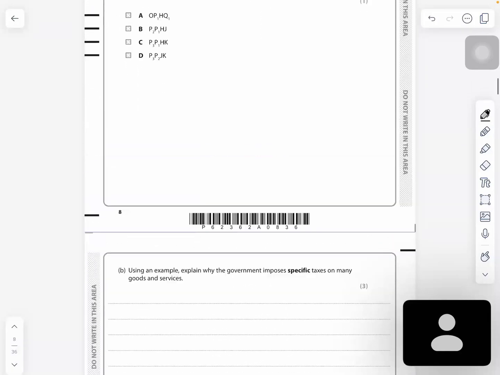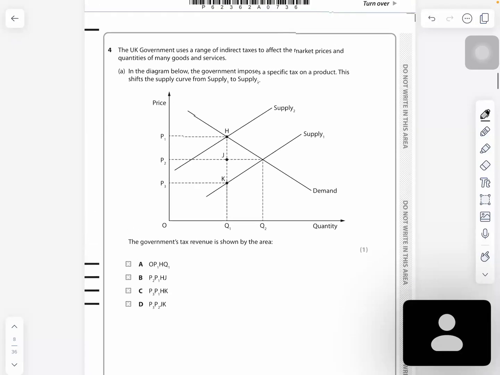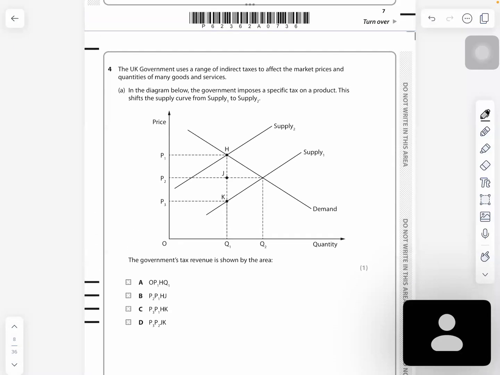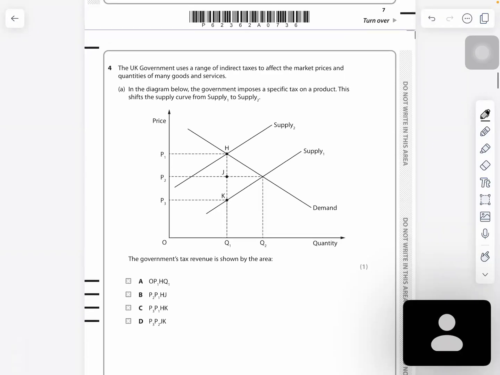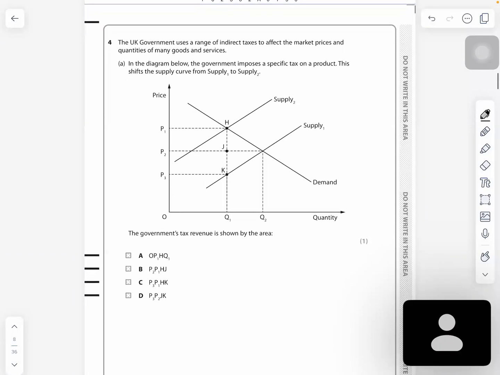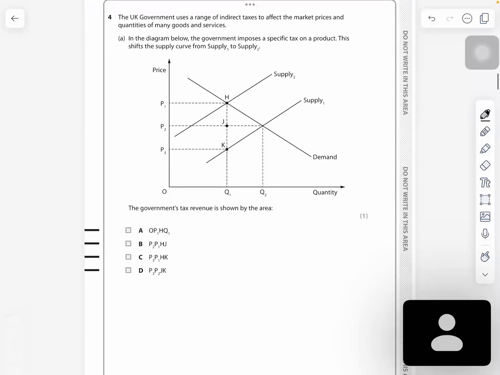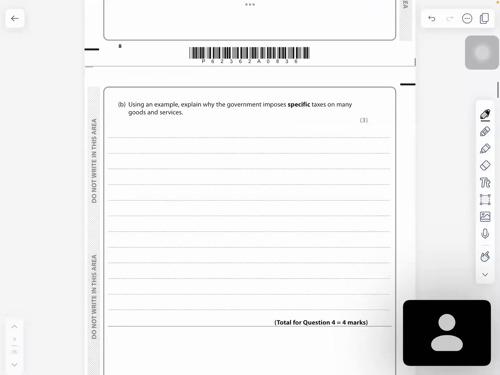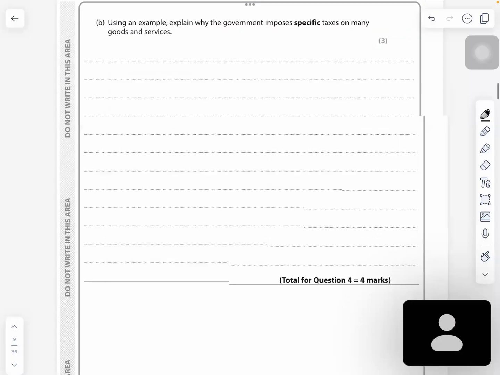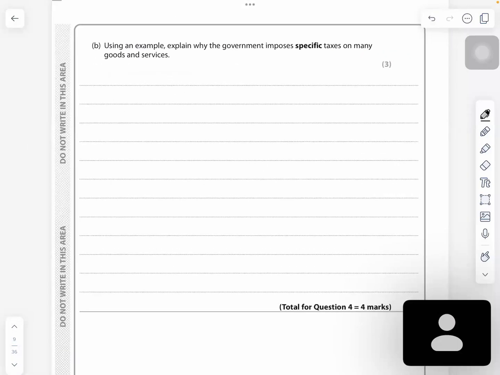Wait, Miss, for this tax, the producer burden will be the top part and the consumer will be the bottom part. So P1 to P2 is the producer burden, and the bottom part is the consumer. Yes, that's correct. Okay, part B.